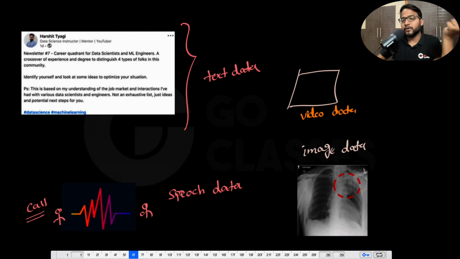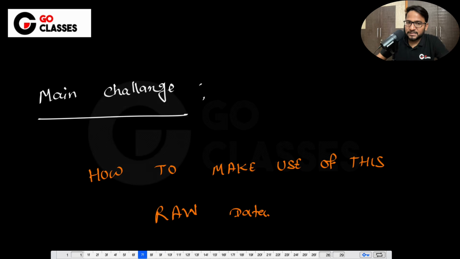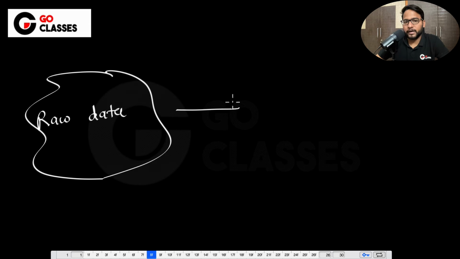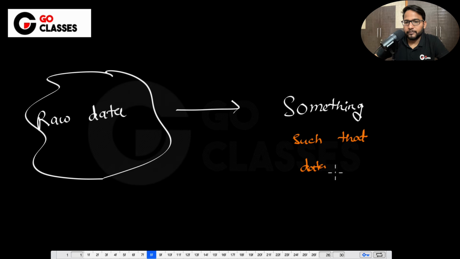Given this raw data, how do we make use of it? What I mean to say is that I want to convert it into some form, finally, such that our machine can understand this data. I can understand it even in the raw form, which means the text I can read, but I want machines to understand this data, right? So basically, our challenge is that I want to convert this raw data into something. Then what is that something we are looking for? This is the raw data, and this raw data should be converted to something such that it is interpretable by machines, such that the data is usable by machines.